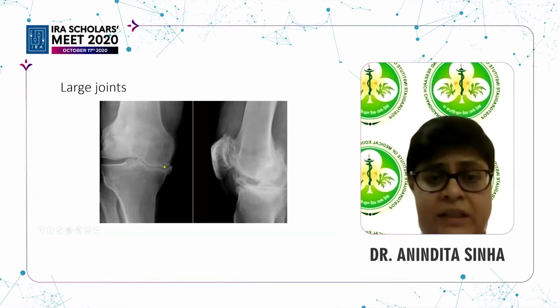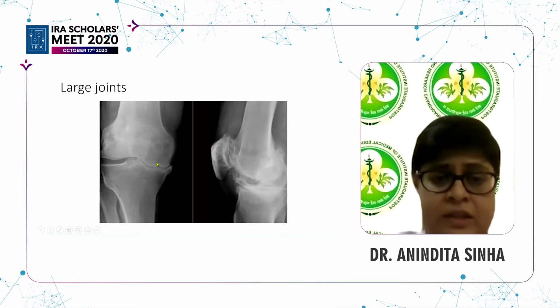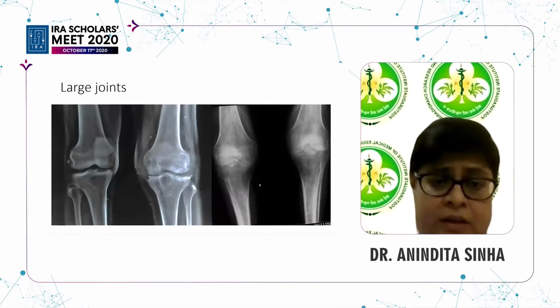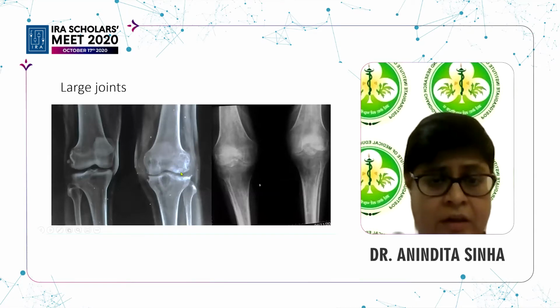These are large, well marginated, and generally have a sclerotic margin. Now compare it with this X-ray over here. What happens is you see a medial joint space reduction, asymmetric, which may occur in osteoarthritis. You can have a single joint involvement.